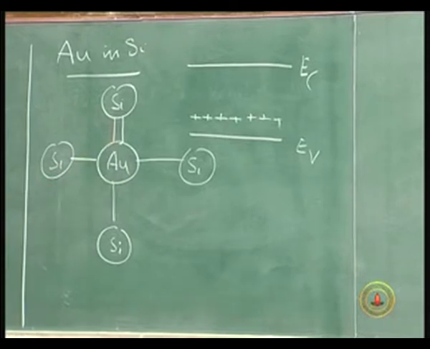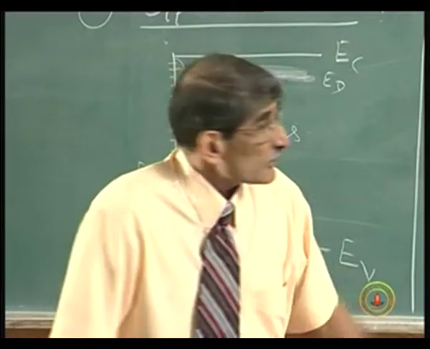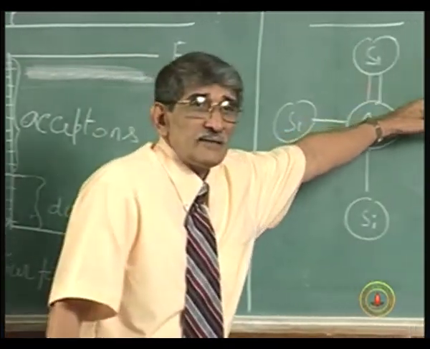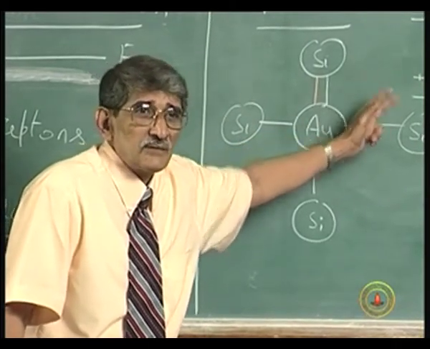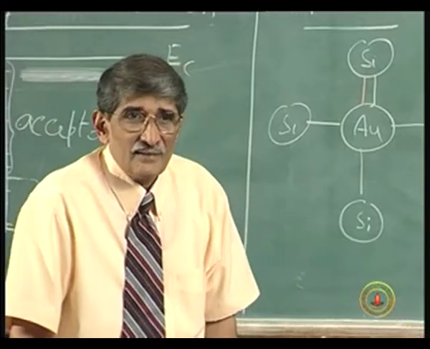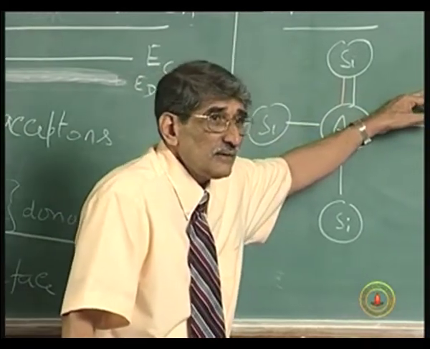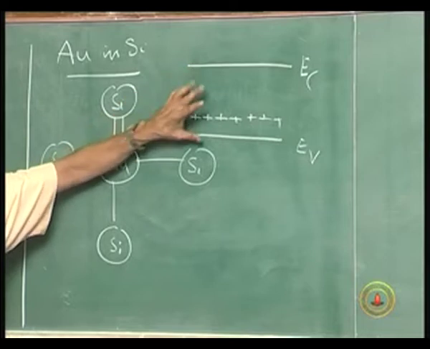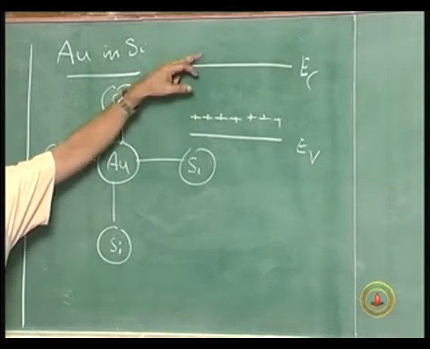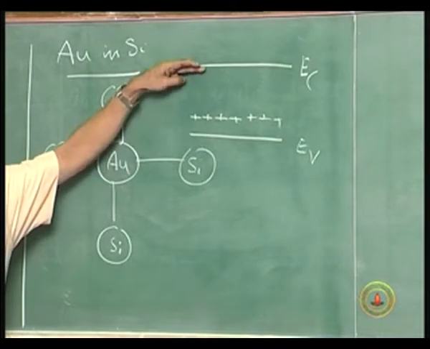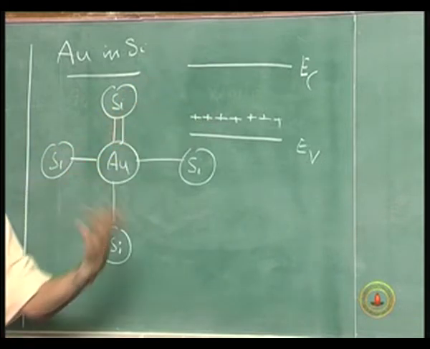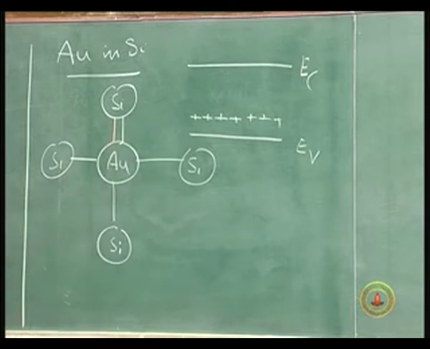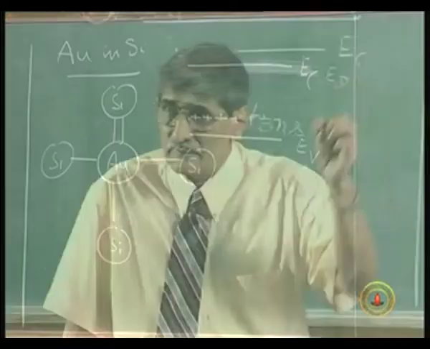Now, let us take a look at this, because this explains that your donor level is closer to the valence band. This is a deep donor. Why is it a deep donor? Not because it is lying deep in the semiconductor. It is a deep donor because it is deep in the energy band diagram, far away from the conduction band. If it is very close to the conduction band, it is called a shallow donor. If it is very far away from the conduction band, it is called a deep donor. It requires a lot of energy to take the electron from there to the conduction band.